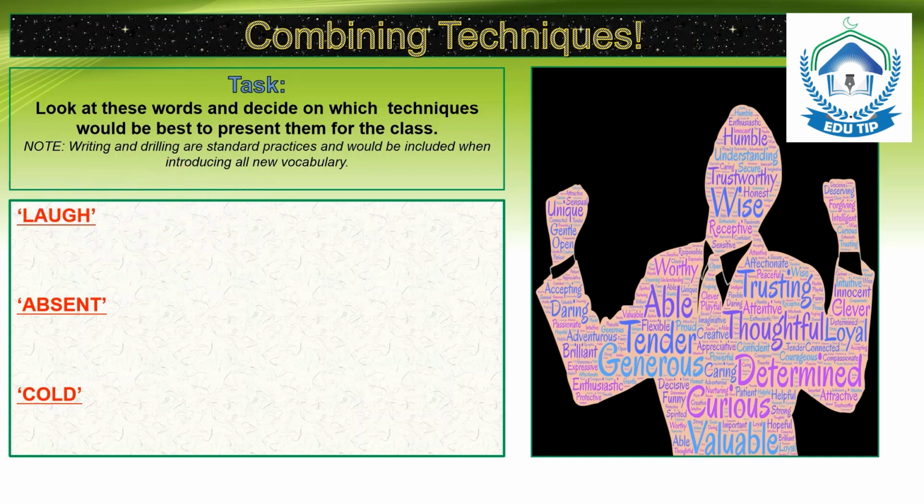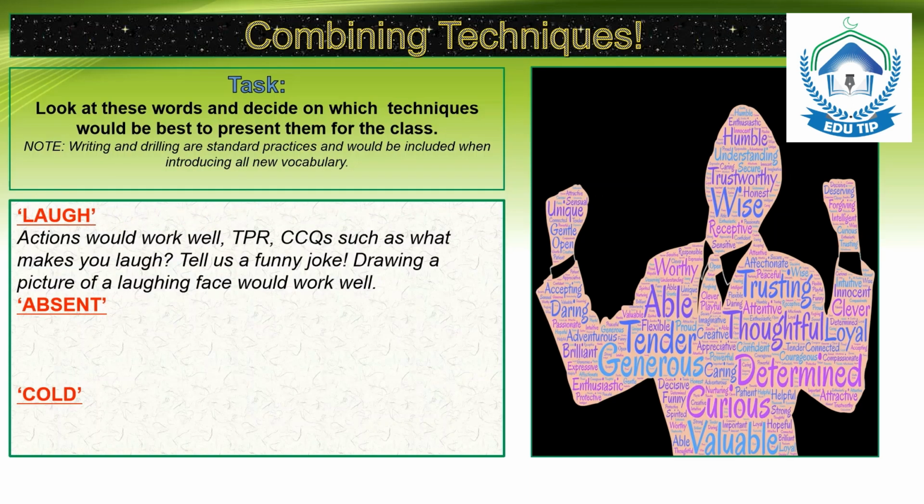Laugh. Laugh, being a verb, would be a very easy one to do actions for, enforcing TPR. You could do CCQs like, what makes you laugh? How do you laugh? What is the sound of laughter? You could say, tell us a funny joke, and then act the laughter afterwards. Drawing a picture of laughing would work well.